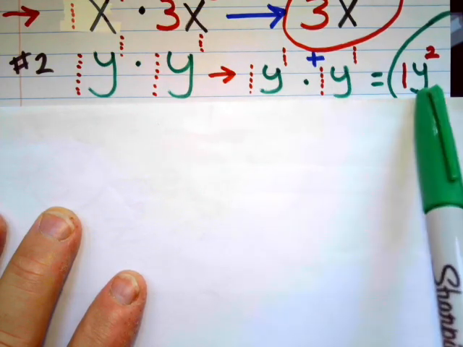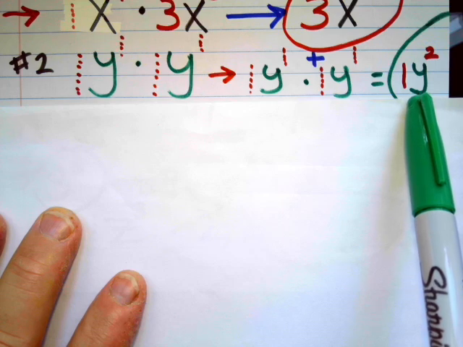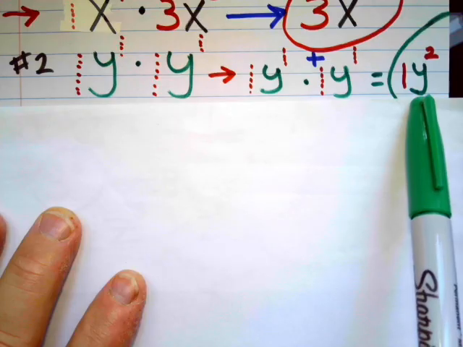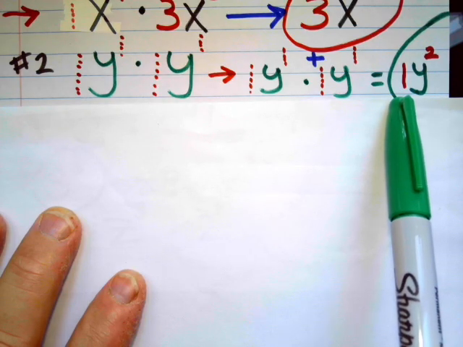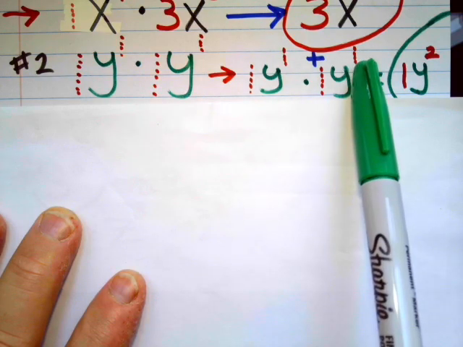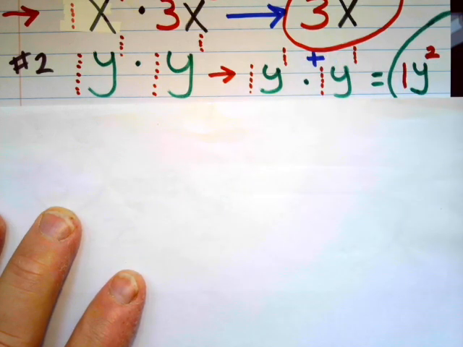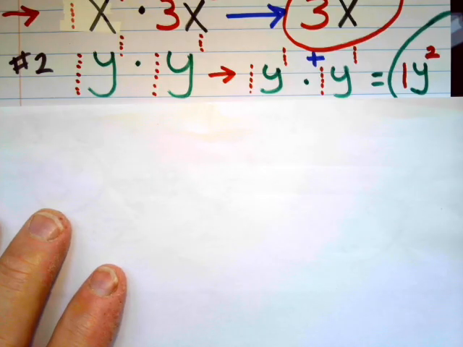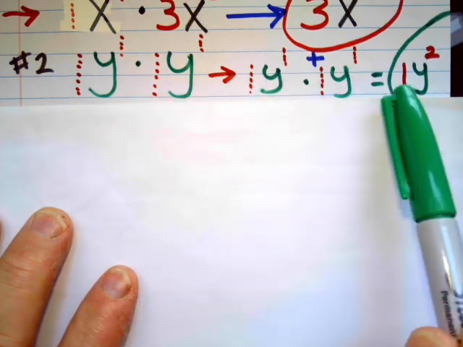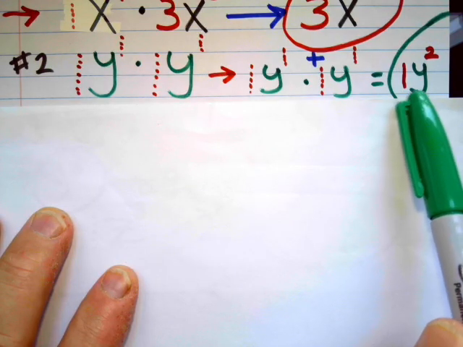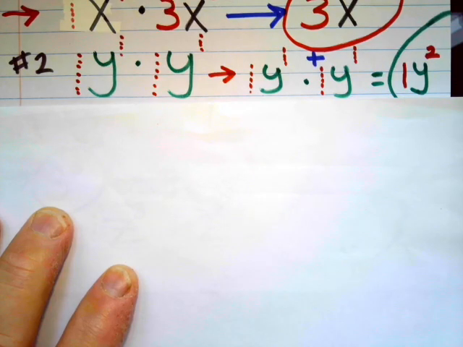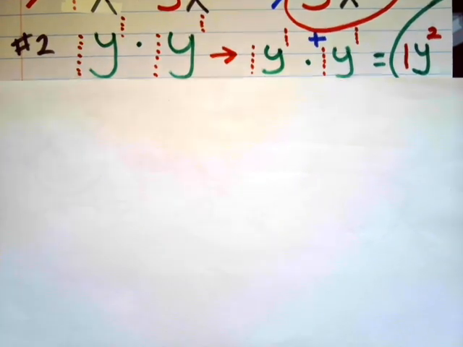We have the y's attached, so the y will stay attached. You do not have to put that 1 in front of the y, but you can. It clarifies things. And then the rule is when you multiply with exponents, you add the exponents. 1 plus 1 is 2. So when you're multiplying y times y, now you can see why the answer would be 1y squared, or just y squared. Hopefully that helps to clarify a lot of confusion.